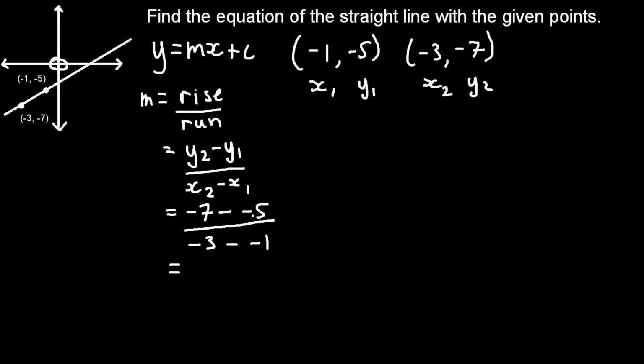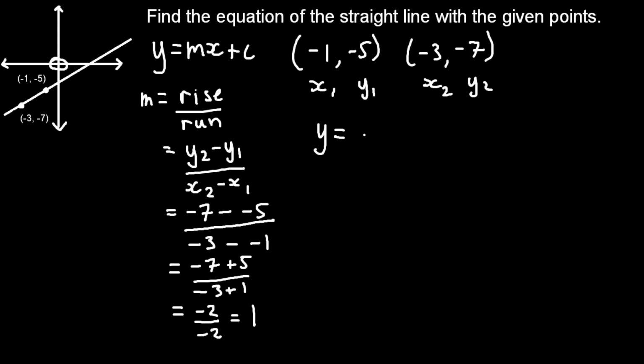So here we've got to be careful. We've got a lot of negative signs, so just be careful when we're working that out. This is -7 plus 5 over -3 plus 1. This makes it a lot easier to work out. Now we've got this in the bag. -7 plus 5, that's just -2. -3 plus 1, that's also -2. We've got a number divided by itself, that's going to equal 1. Fantastic, we've got our m value, so let's sub that into our equation.